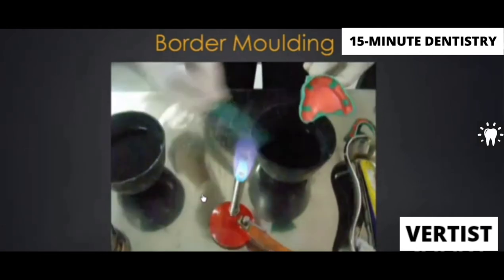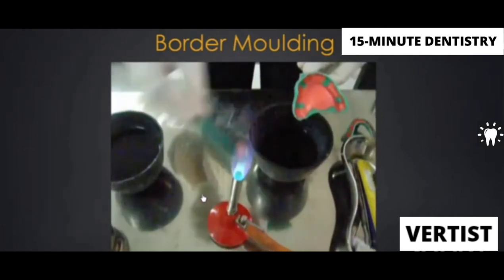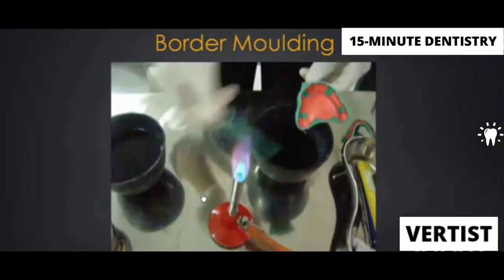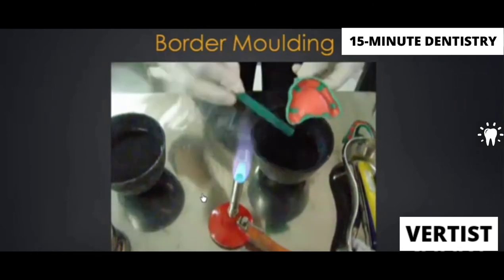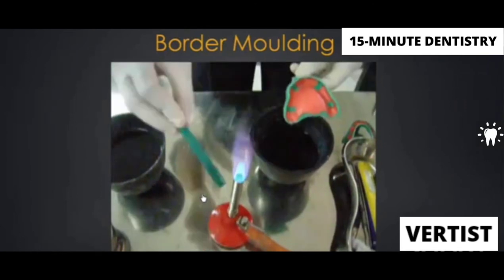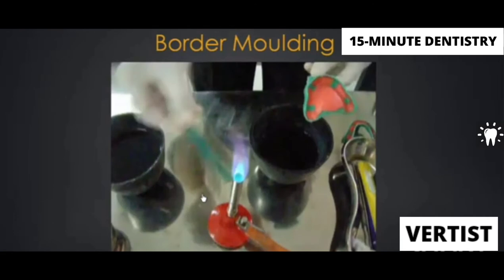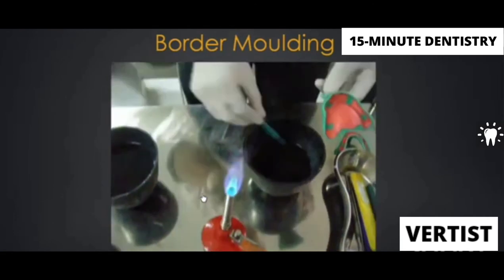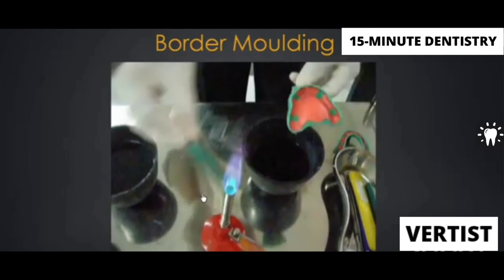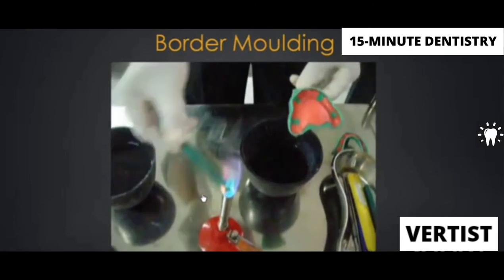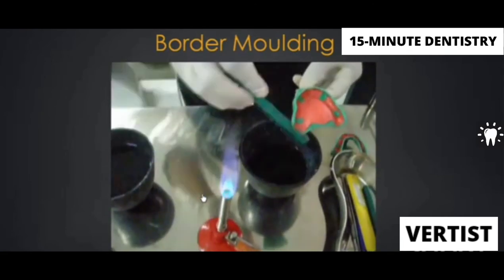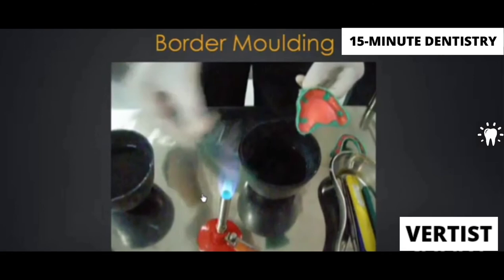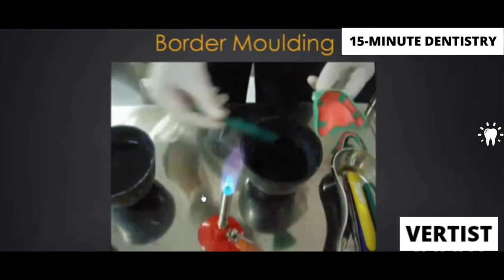Second point, don't just heat the tip. Don't just heat only 1 millimeter at the tip and then add very little on the custom tray. Don't do that. Heat at least around a centimeter or maybe more than that, so that you can adapt it in the anterior region nicely. You know that you have that much material and you can mold it nicely in the patient's mouth.